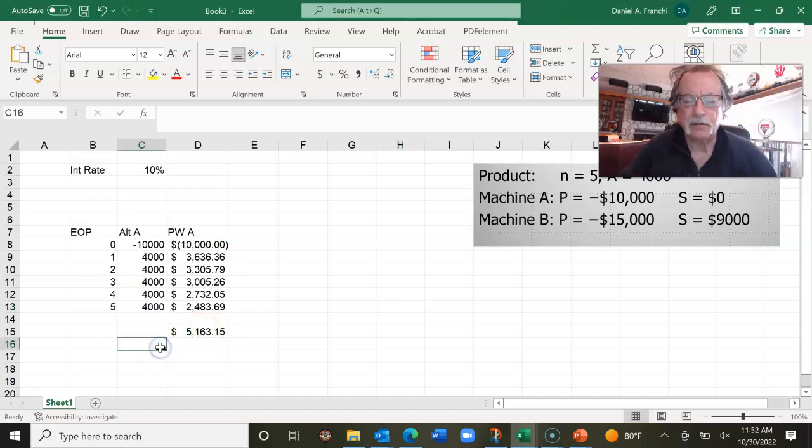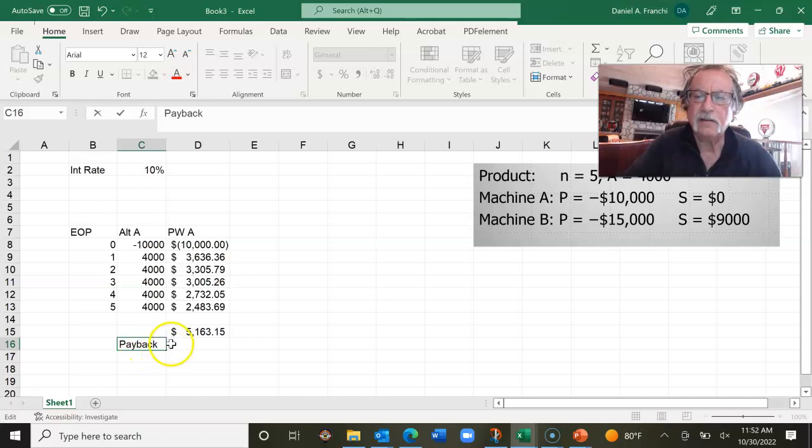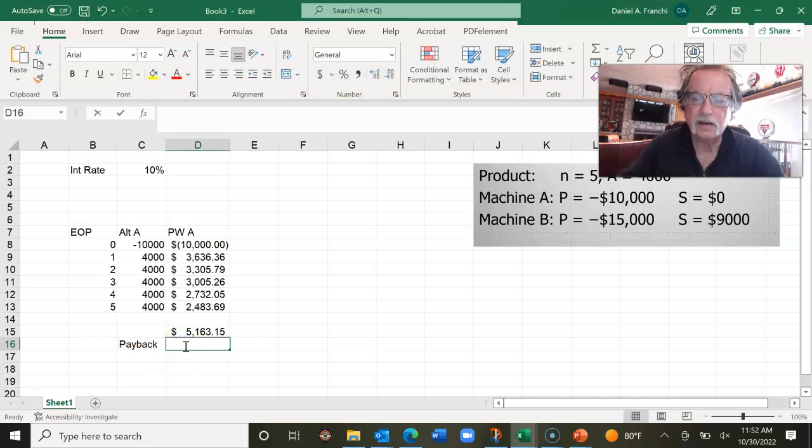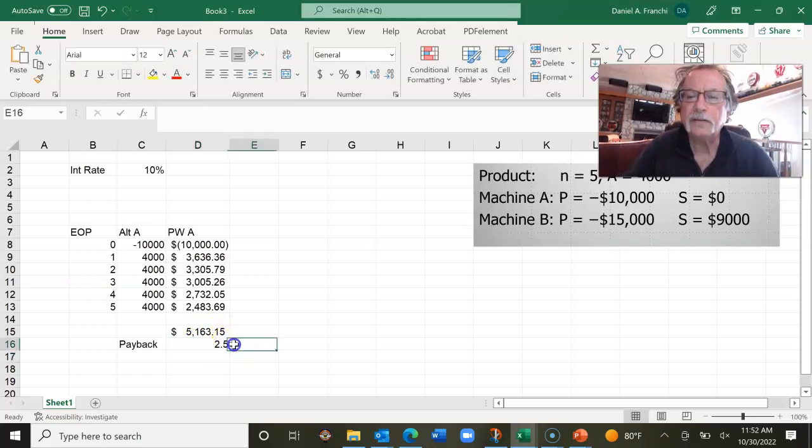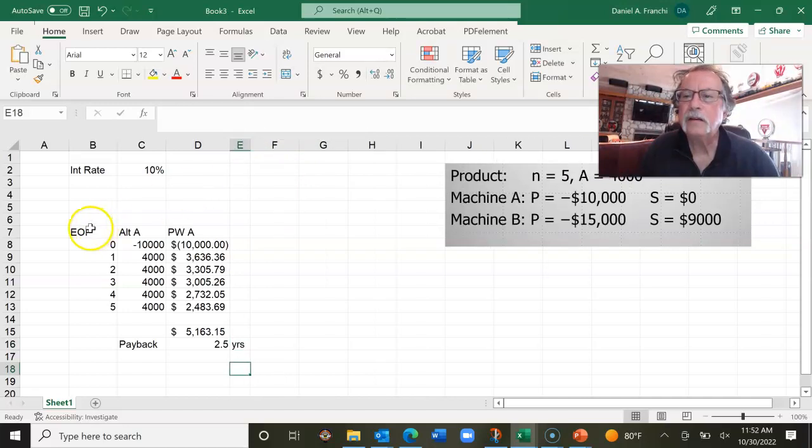The payback period, and this is an easy calculation because the cash flows are constant, is going to be 10,000 divided by 4,000, 2.5 years. Okay, now let's look at alternative B.